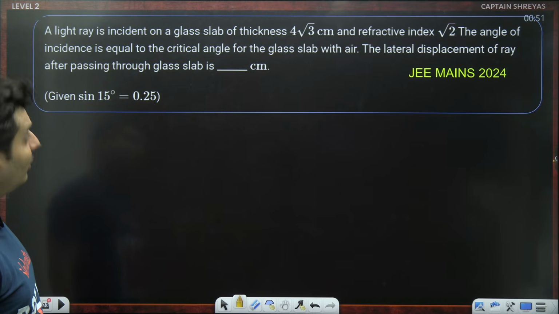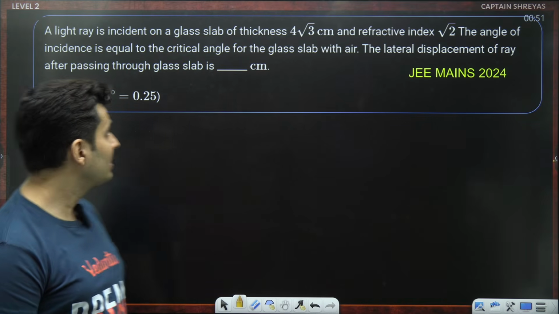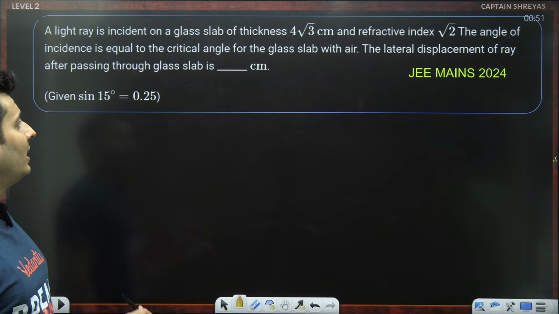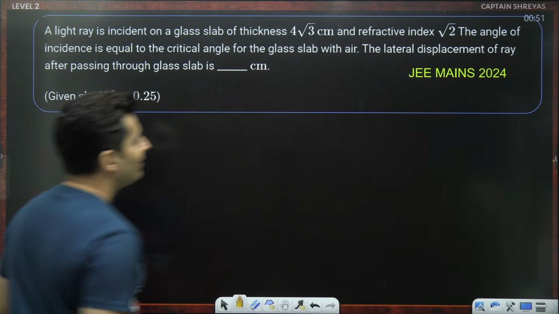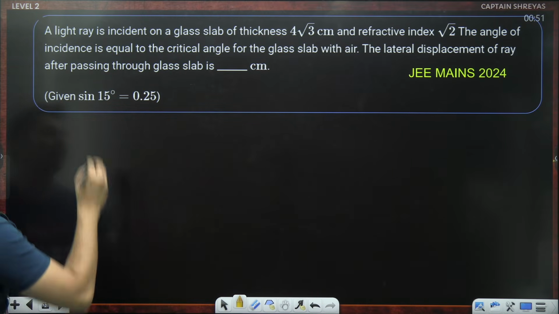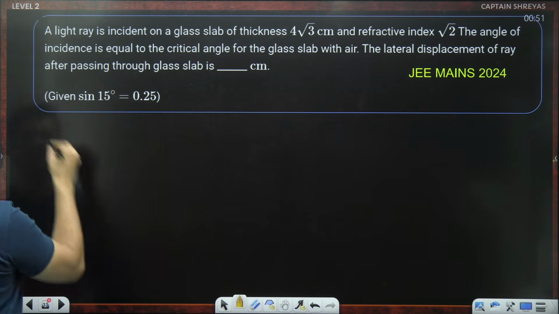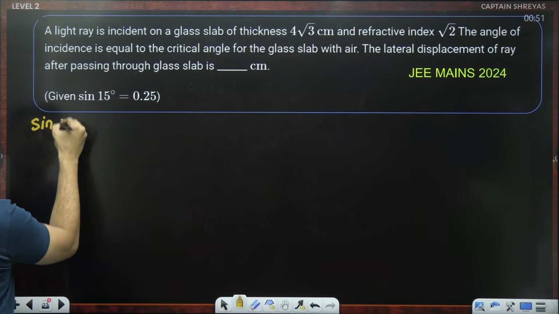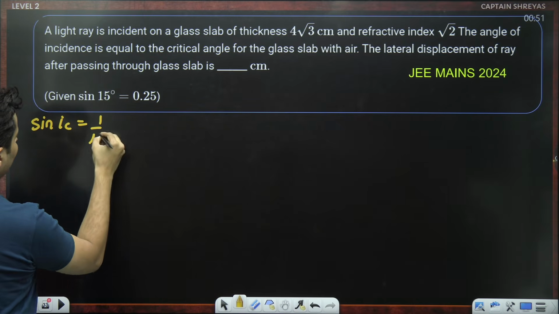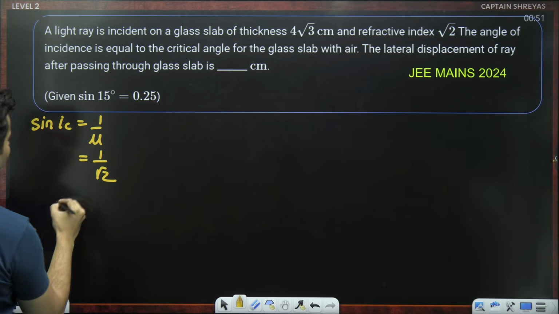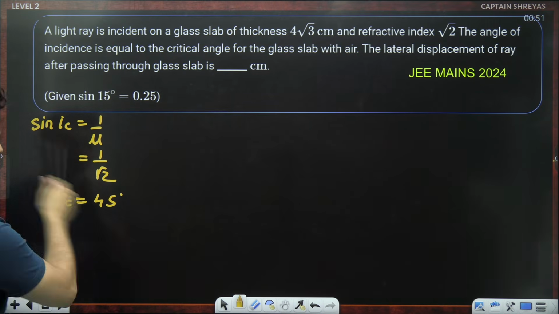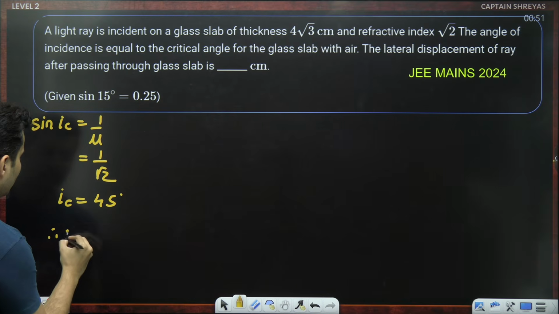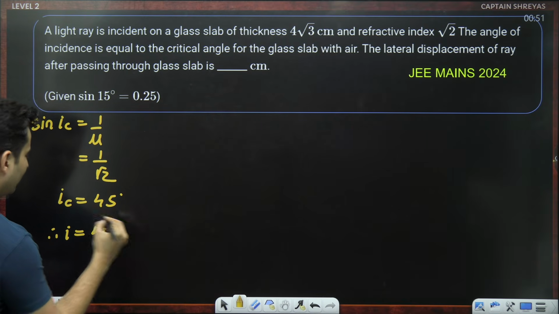A ray of light falls on a slab, of given refractive index, at an angle equal to the critical angle. Find the lateral displacement. Wow, we have everything combined over here. But first, let's find the angle of incidence, which is equal to the critical angle. To find the critical angle, let's use this formula: sine of IC is 1 by mu. Mu is root 2, so sine IC is 1 by root 2. So therefore, the critical angle is 45 degrees. Sine 45 is 1 by root 2. Therefore, the angle of incidence is also 45 degrees.